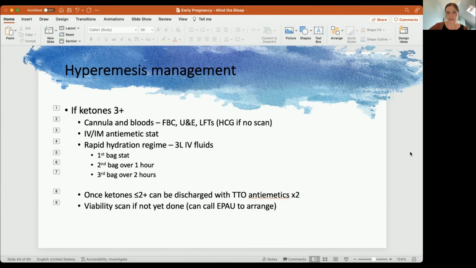3 liters within 3 to 4 hours. Once they get to ketones less than 2 or 2, they can go home with the antiemetics, with 2 of them, as I said. If they are sick enough that they needed to be admitted or have rapid hydration, then we should really do a viability scan just to check it's not twins or something. If she's in A&E or wherever, you can try calling the EPAU of your local unit, and they can arrange that.